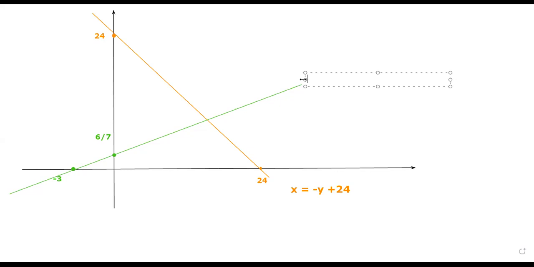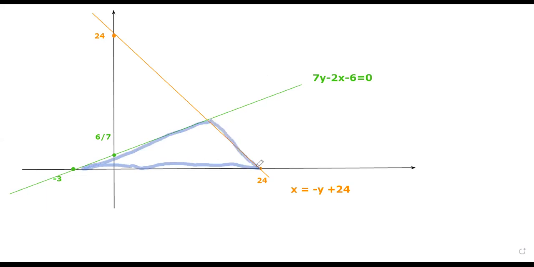The orange one is x equals to negative y plus 24. The green one is our 7y minus 2x minus 6 is equal to 0. Okay. And we are also bounded by our x-axis, which means that the area we would like to find is actually this area.